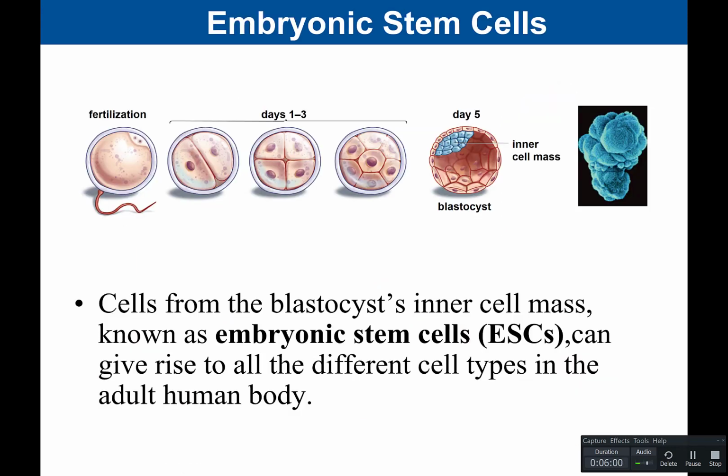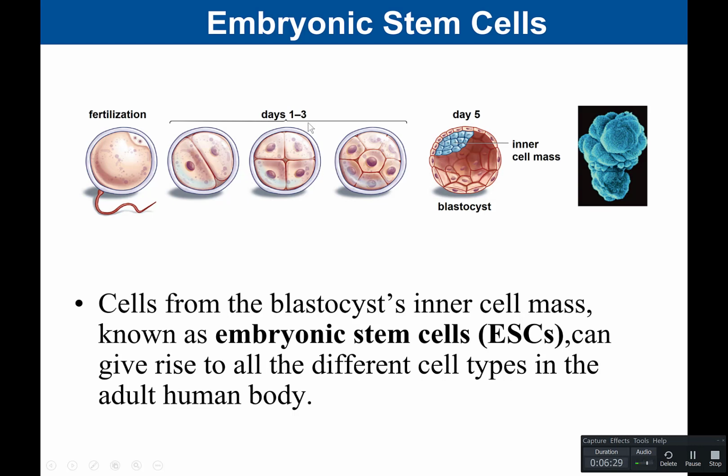So cells from the blastocyst inner cell mass are known as embryonic stem cells. And these embryonic stem cells can give rise to all the different cell types in the adult body. So what you're looking at is that when we have fertilization, a sperm is going to fertilize the egg. We are going to form a diploid zygote. That is one single cell that is diploid. That cell is going to divide into two cells.